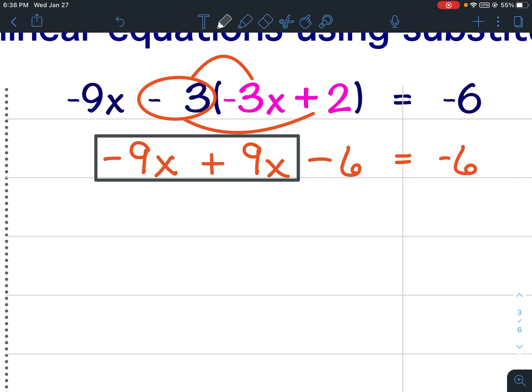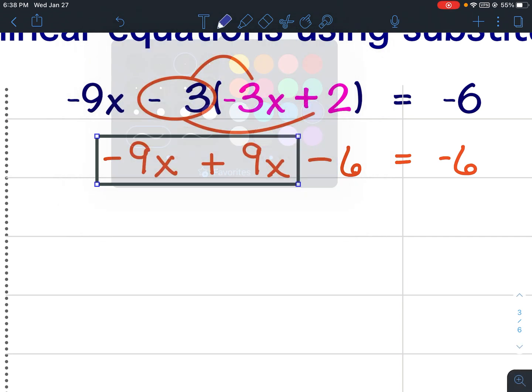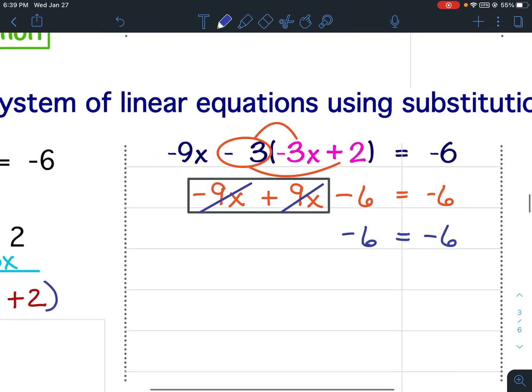Combine like terms. Well, I've got negative 9x and a positive 9x, so just like the example up above, my variable terms here are going to cancel out. So negative 9x plus 9x, the x's cancel. So I bring down what's left. On the left side, I've got a negative 6, and on the right side, I get a negative 6.